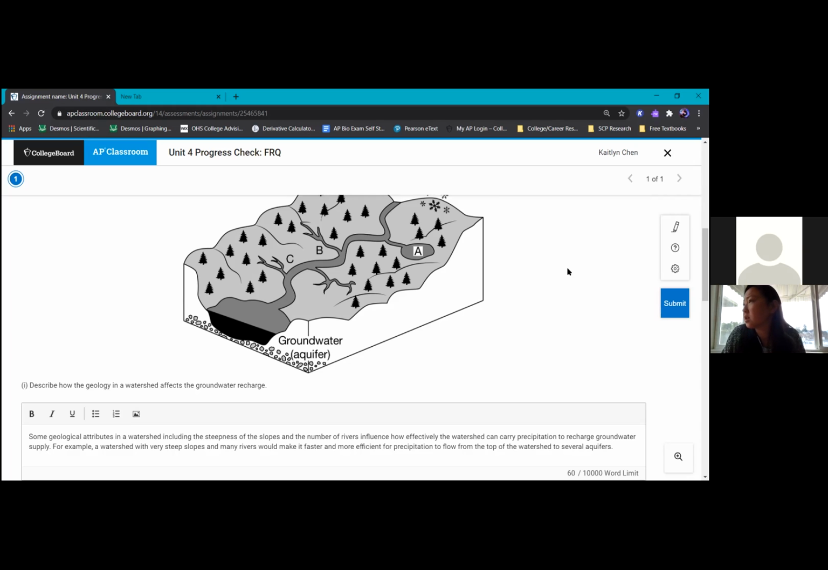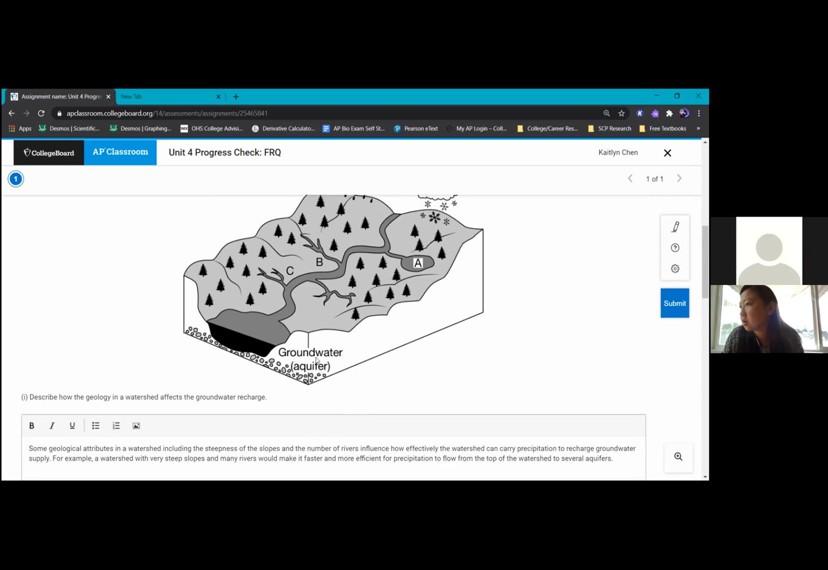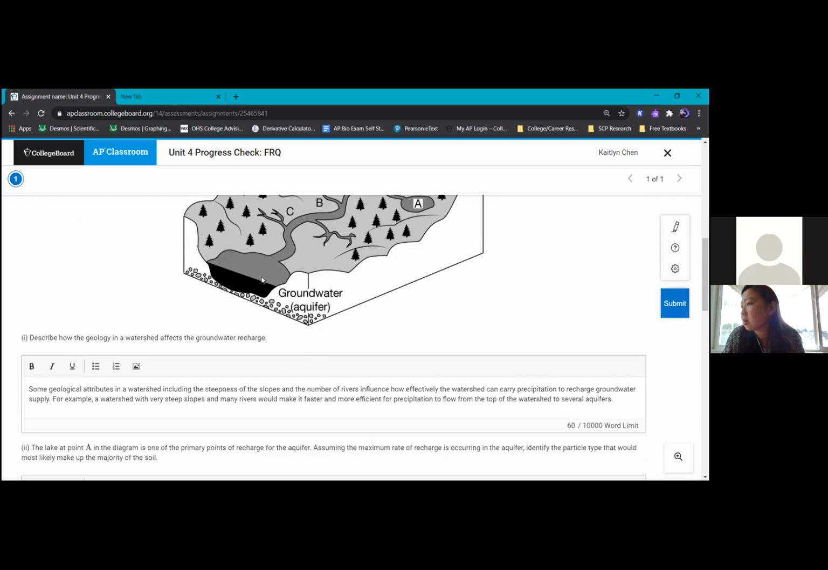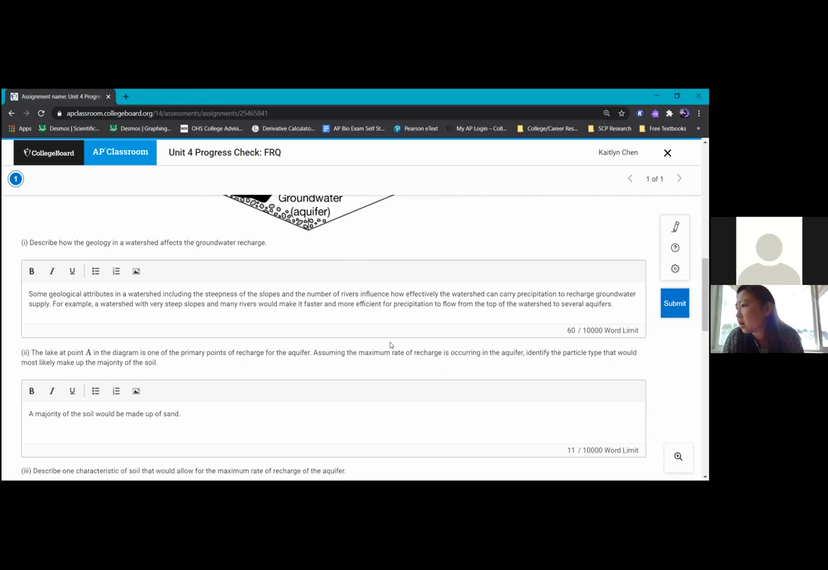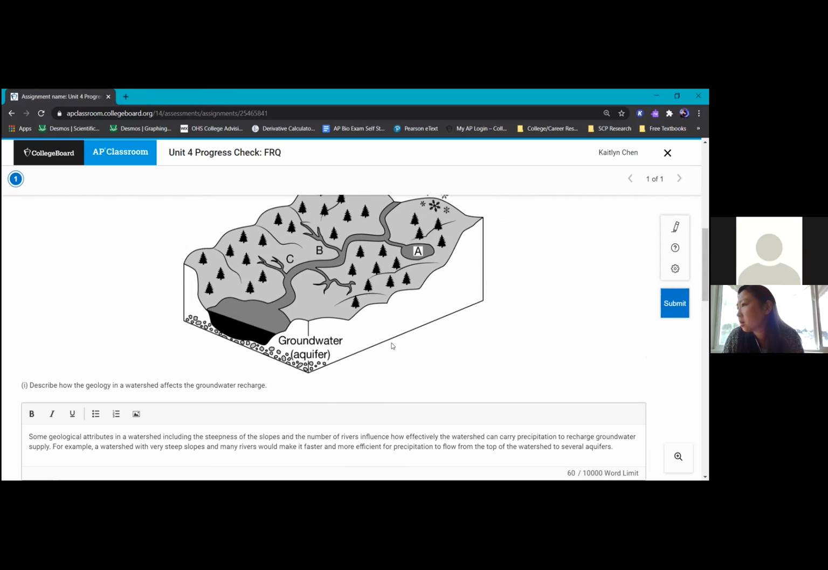So the answer key says, is this part B, number 1, right? Part A, or yeah, part B, I. Okay. So they talk a lot about geological formations.